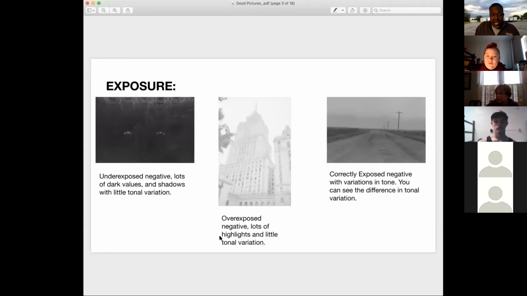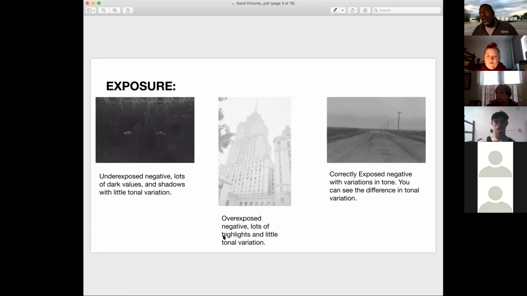All right. Here's a good example. If we're in the darkroom, the image on the left is an underexposed negative. It's a dark image. You can't really see the details in it. That means it's underexposed, not enough light. Okay, so lots of dark values, and the shadows are really dark shadows, but no tonal variation. By tonal variation I mean any gradation of the different shades of gray. So underexposed in negative or image.